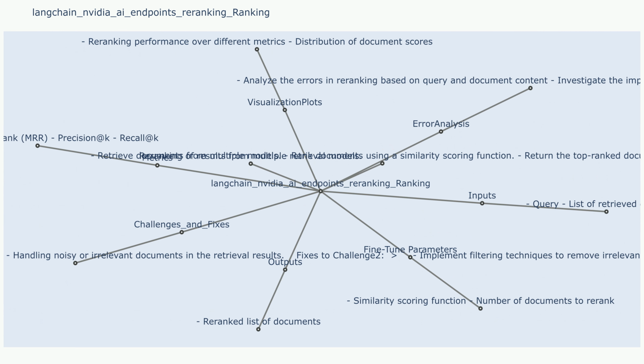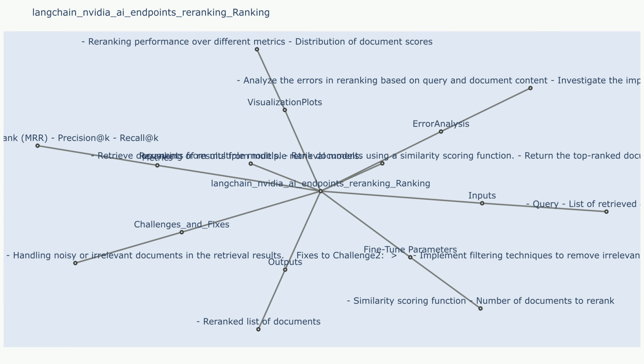Challenges and fixes. Challenge 1. Handling long documents. Long documents can pose a challenge for re-ranking models, as they may contain too much information to be fully processed effectively. Sample use case that resulted in challenge 1. A user searches for information on machine learning algorithms and retrieves a lengthy research paper containing various algorithms and their details.